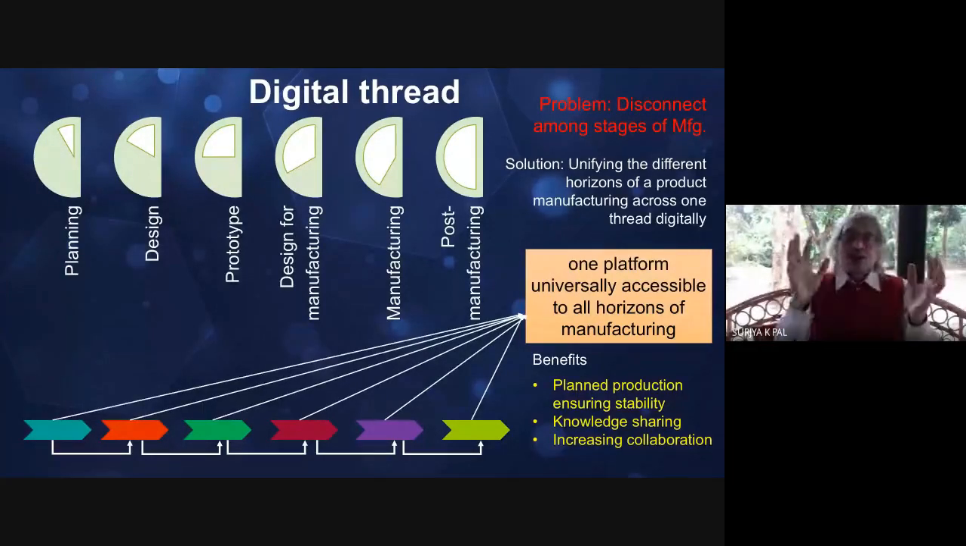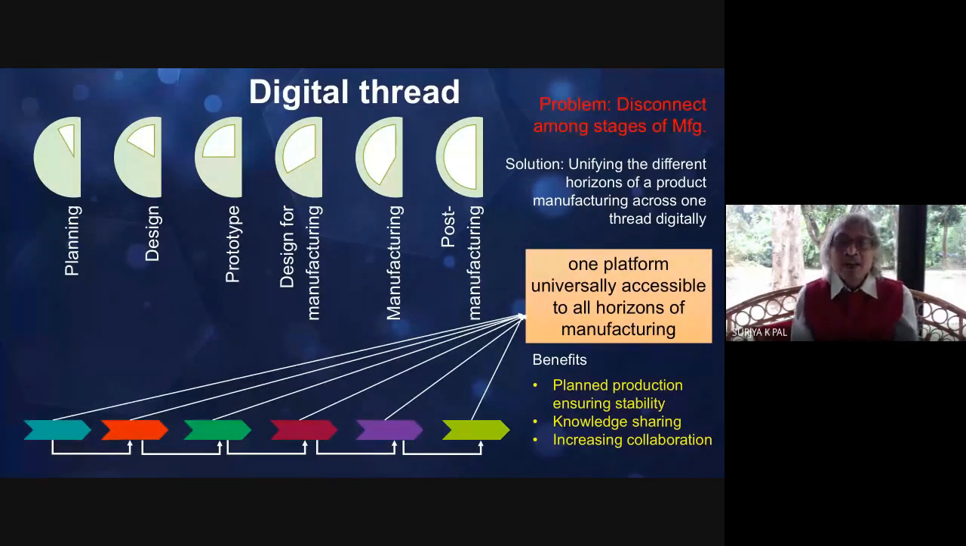When you integrate all these entities of the systems together, you get the complete thread in digital mode, which is called the digital thread of the physical systems or the manufacturing software that we have. Presently, there is a huge disconnect among the stages. Planning doesn't take much care of what is happening in real time in the post-manufacturing stage, or the designing.